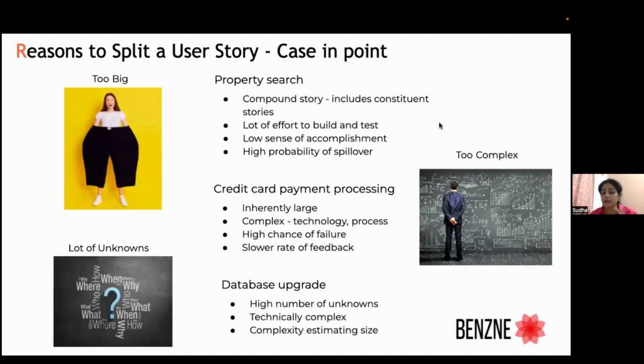I would like to pick up these examples to be able to relate to the points that we just discussed. The first example is a property search. This is something that we have been dealing with with our client. They are the ones who are building a portal like your Magic Bricks or your 99 Acres. Here, one of the requirements was the user should be able to search the properties listed on the website.